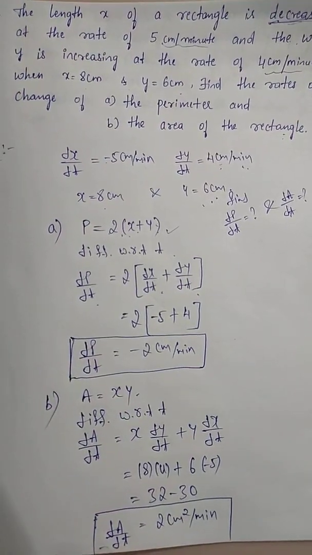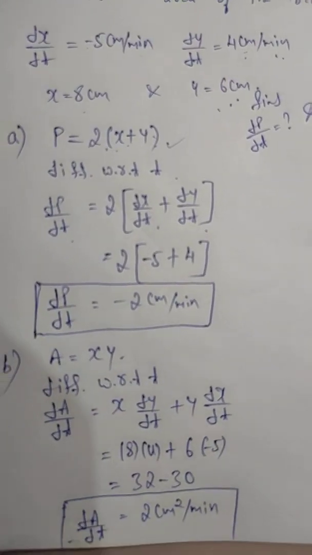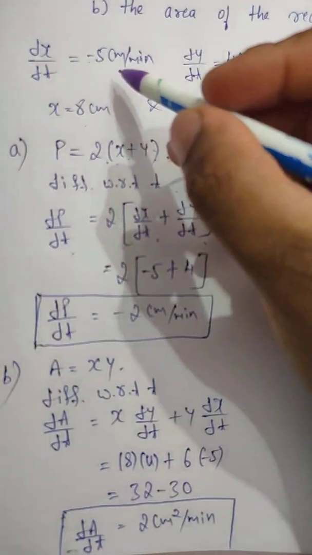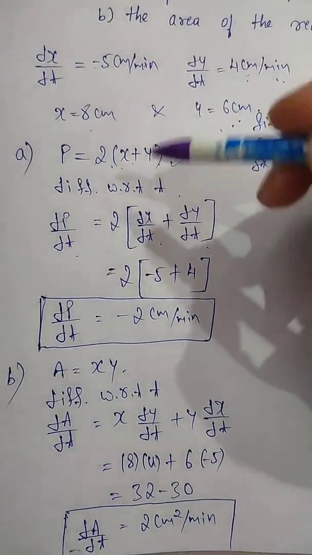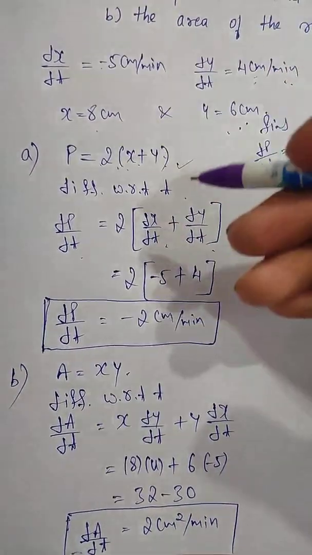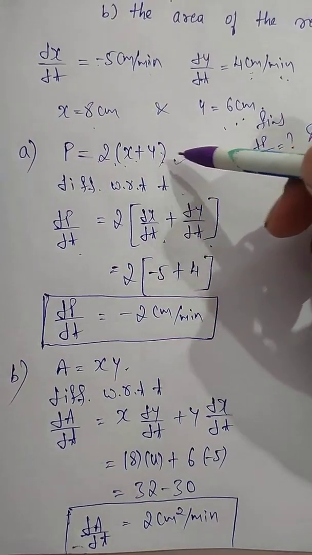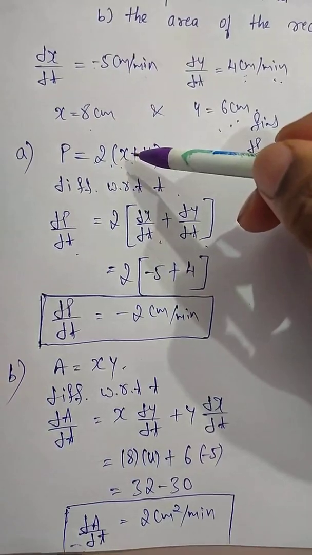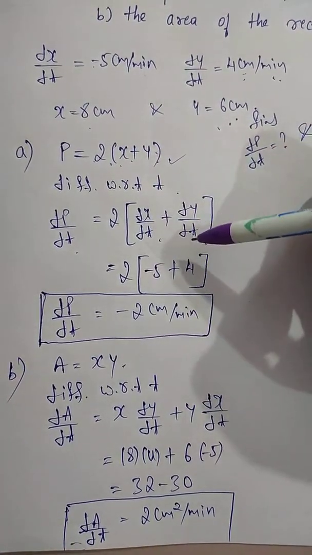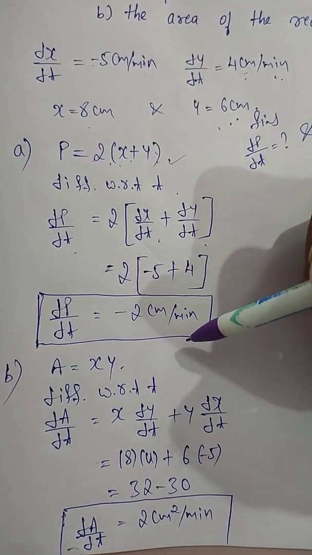Now according to that data, since they mentioned decreasing, I write minus, and increasing means plus. So the problem goes like this. The perimeter of a rectangle is 2 into (x plus y). Differentiate with respect to t. 2 is a constant. Differentiation of x is dx by dt, and the differentiation of y is dy by dt. So minus 5 plus 4 is minus 1. Minus 1 into 2 is minus 2 centimeter per minute.